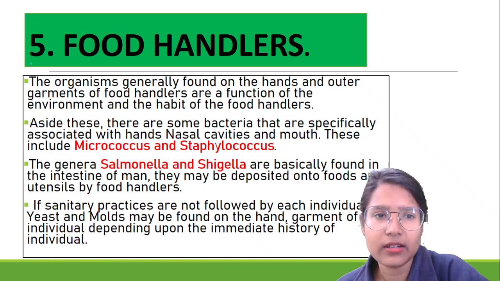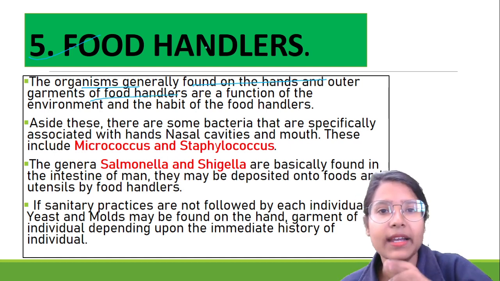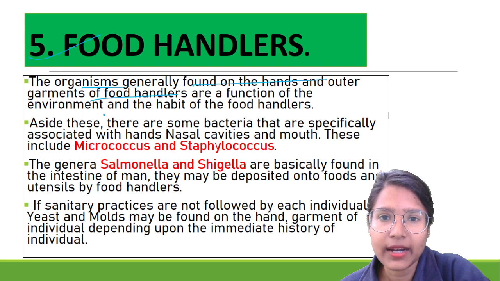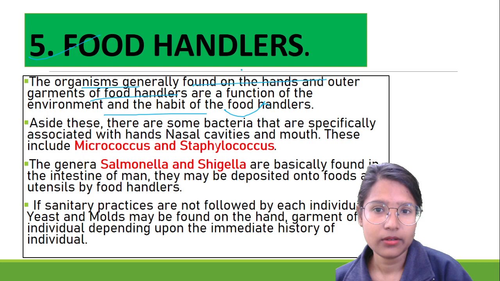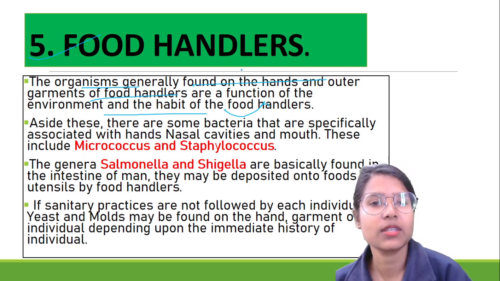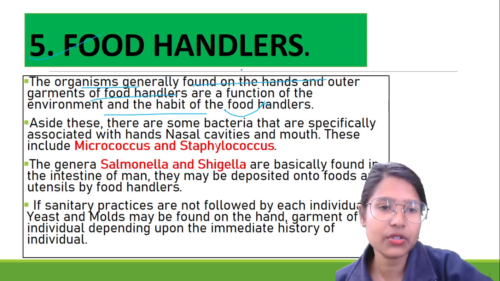Next one is your food handlers. These organisms are generally found on the hands and outer garments of food handlers. Someone who is handling that particular food may have microbes contaminating their garments too, which are a function of environment and habit. So there is a chance the food will be contaminated by the food handlers, because their garments may carry microorganisms, so there will be chances of cross contamination.